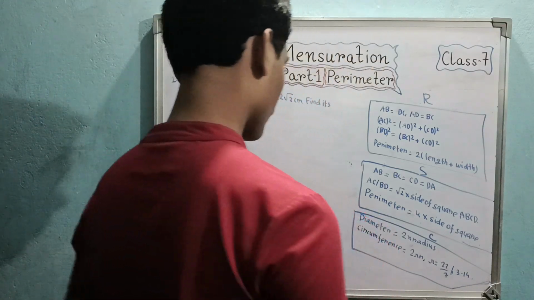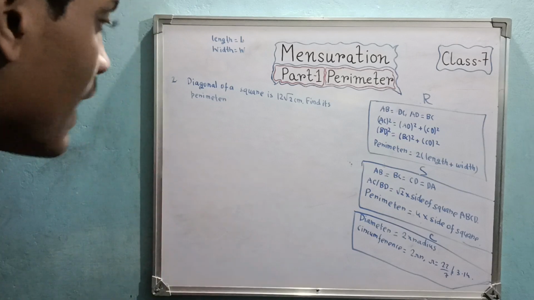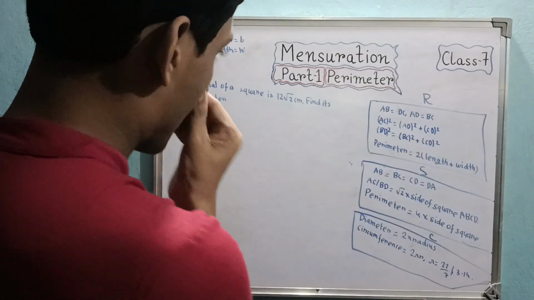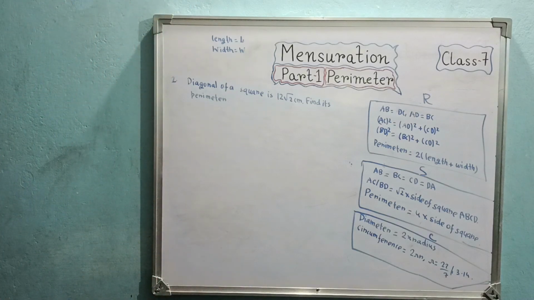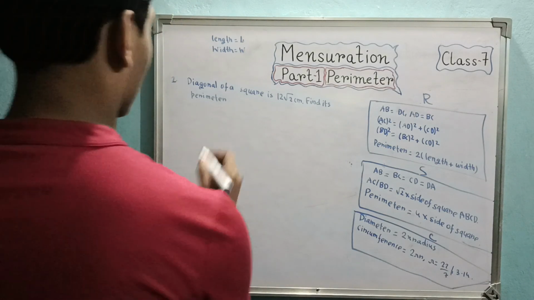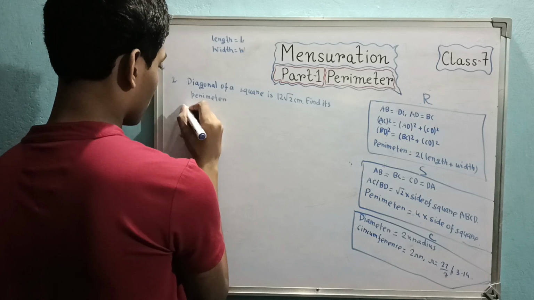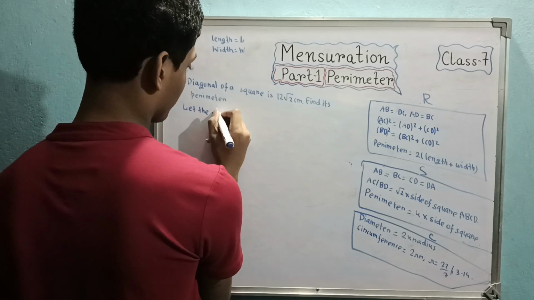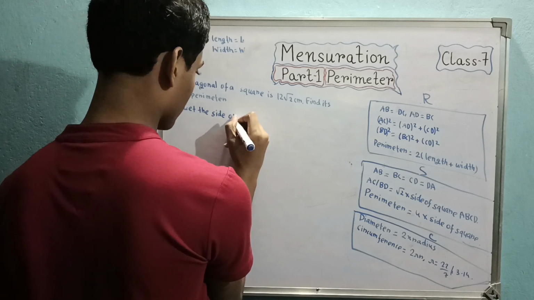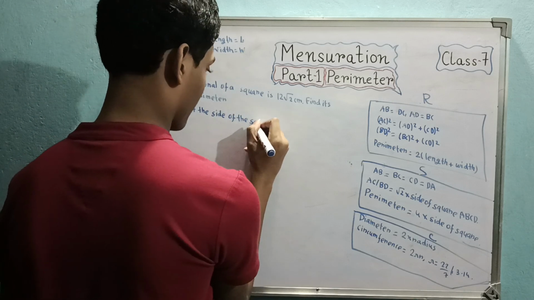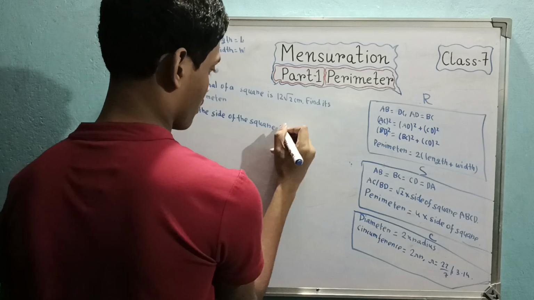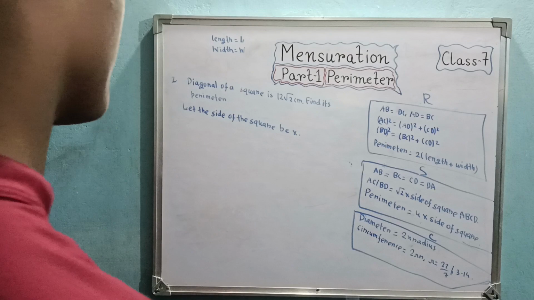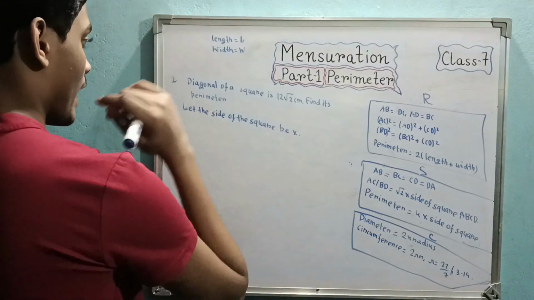In case of squares, we learned something, right? Any diagonal of a square is equal to root 2 into the side of the square. So I don't know what is the side of the square. So let the side of the square be x. I don't know what it is. What kind of creature is it? We don't know. Unknown things, better be Mr. X.